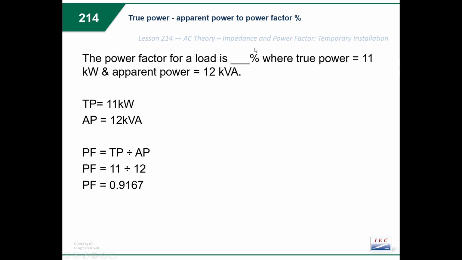0.9167. Now we need a percentage, so again, we can just move that decimal 2 places to the right to give us 91.67. So again, a power factor of 1 or 100% is ideal. That's what happens on a resistive load. On inductive and capacitive loads, we have a power factor less than 1 or less than 100%. Therefore, we have some lost power.